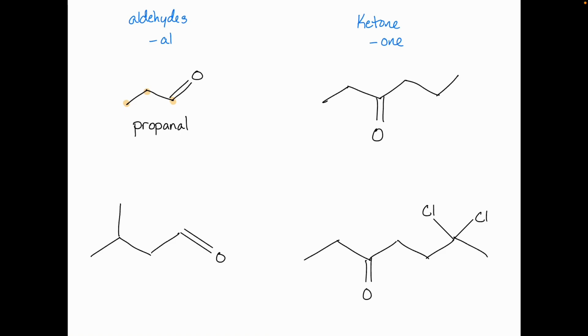Okay. For my ketone here, same thing, I've got to find my parent chain. 1, 2, 3, 4, 5, 6. But for ketones, we do have to specify the location of that functional group. It is located on carbon 3 out of 6. So this would be 3-hexanone.